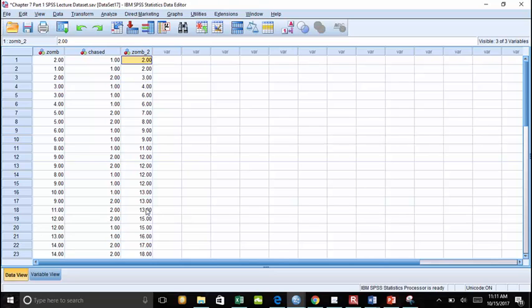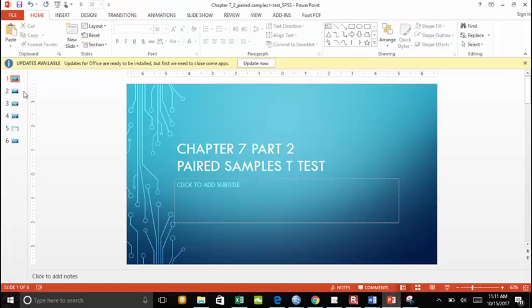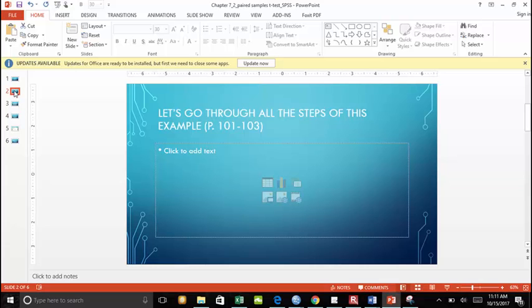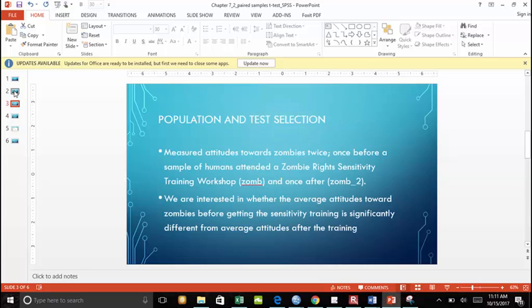And each one of these participants, like here, participant 12, started with a score of 9, then did the training, and ended up with a score of 12. So their difference score is 3. 12 minus 9 is 3. Their score went up 3 points. All right, so that's the setup of our data. We're going to go through all the steps of the example in your book, which is page 101 through 103.